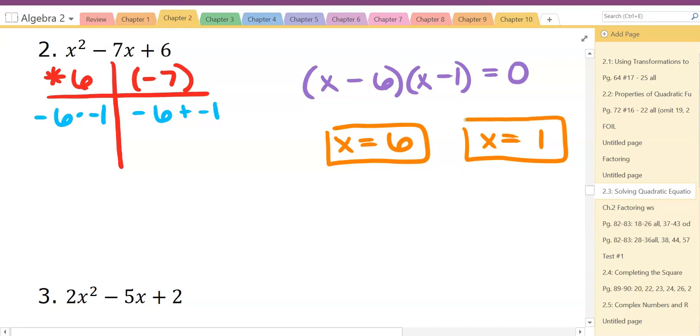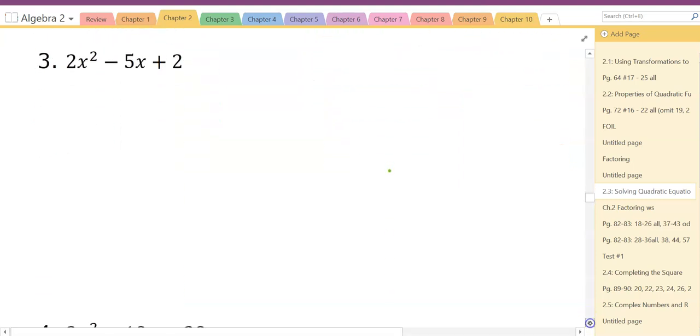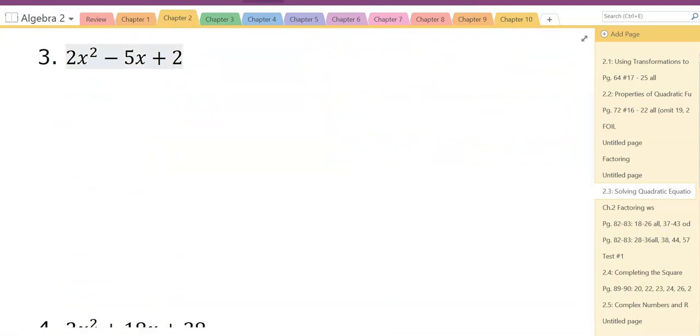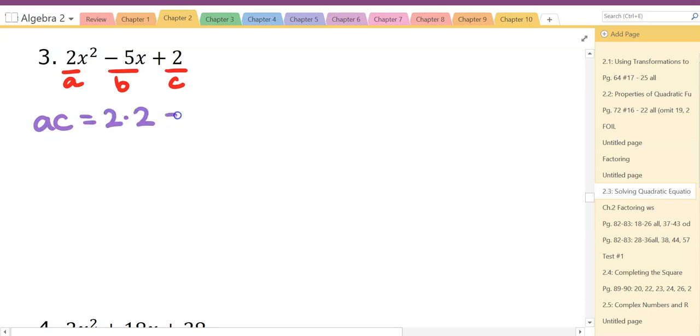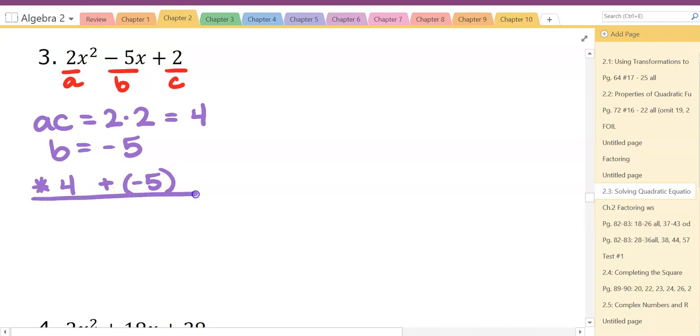Okay, now the next couple, they're those longer factoring problems. So we'll do number 3 together, and then you guys will try number 4. So remember, the first 2 is your A, negative 5 is your B, the last 2 is your C. So you need those because we have to do our A times C here. So 2 times 2, which would be 4. The B term is negative 5. So I need to find two numbers that multiply to 4. They have to add to a negative 5. What two numbers are going to do that?